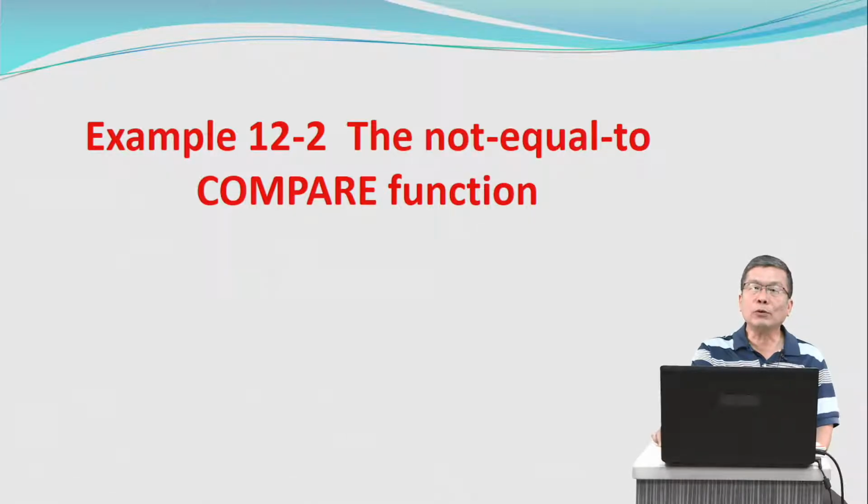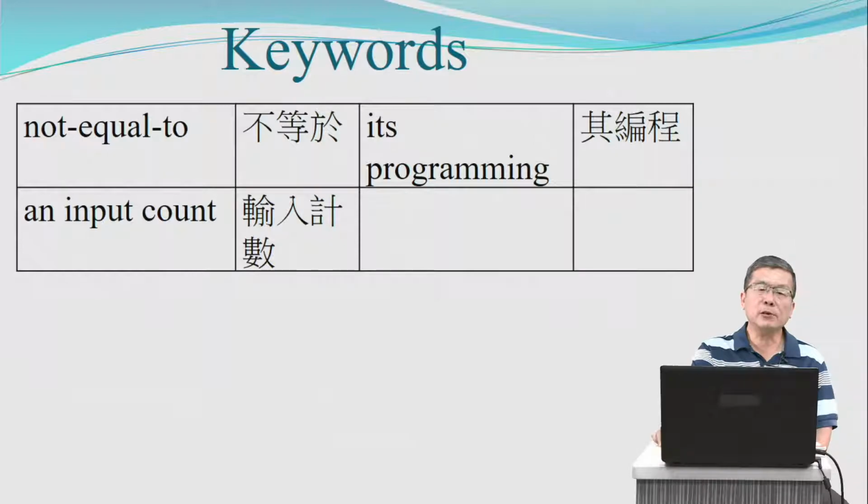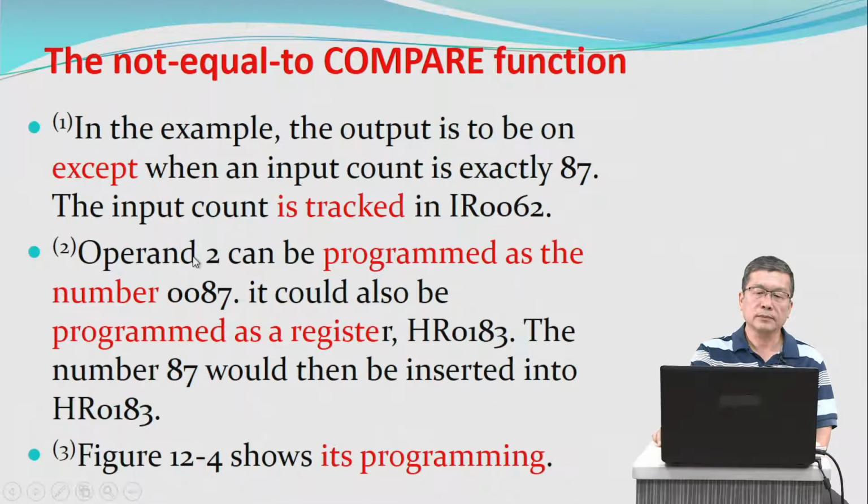The not equal to compare function. The keyword not equal to is programmed with an input count. In the example, the output is to be on except when an input count is exactly 87.